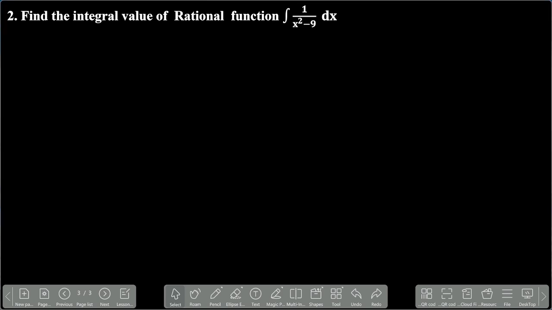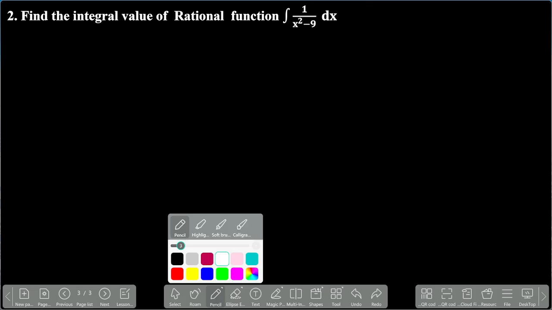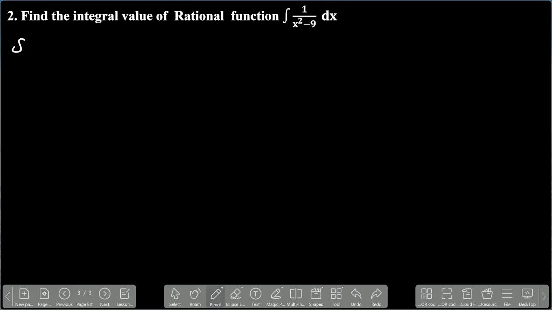Find the integral of the rational function 1 divided by x square minus 9. What is that x square minus 9? Now we can write x square minus 9 as the solution. First compare the power of x: the numerator is less than the denominator, or the denominator is greater than the numerator, whatever you can write. Then you can apply the partial fraction method.